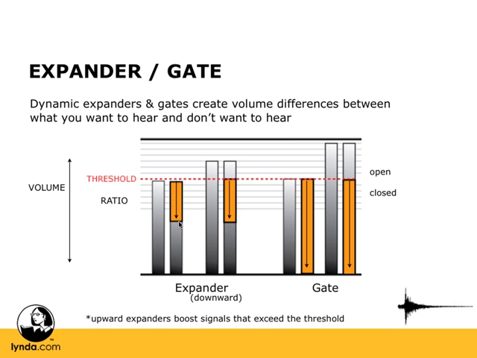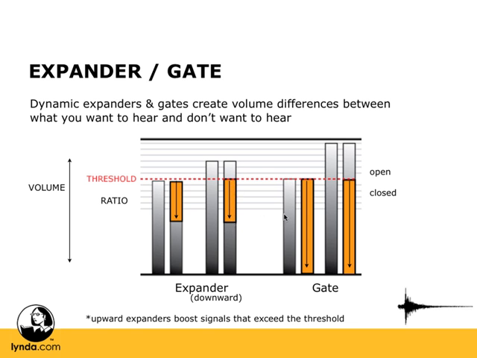Now this is useful if you have a track where someone's speaking, but in between when they're speaking, there's a little bit of background noise that's quiet, but you wish it was a lot quieter. This can be useful in terms of when the person starts to speak. If we set the threshold so that their voice just breaks the threshold, we'll always hear them speak, but then when they're done, we'll have the volume of the background noise pushed back down. So it allows us to separate the volume difference between what we want to hear and what we don't want to hear.